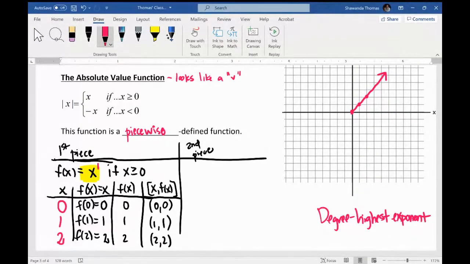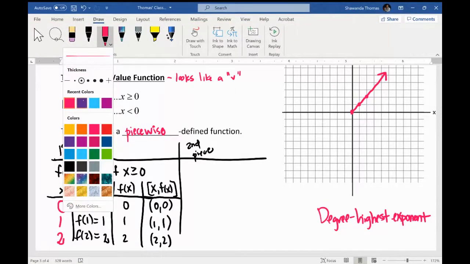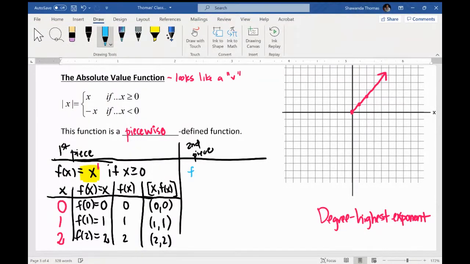Okay, now let's go to the second piece. The second piece is negative x if x is less than 0. Now I know this doesn't make sense to most people, but I know it doesn't say equal right here, but I still want you to plug in 0 first.